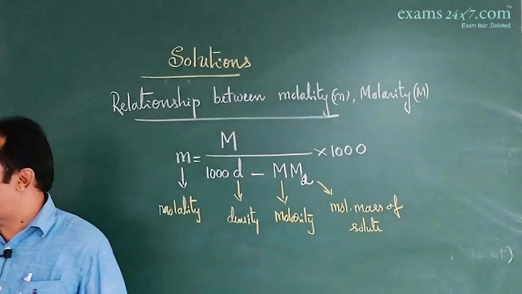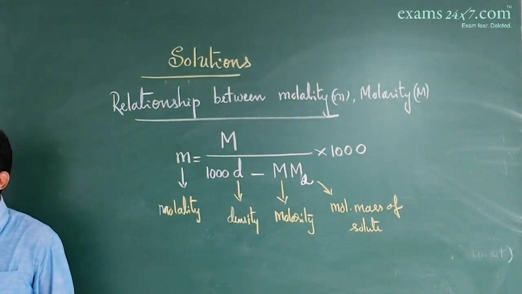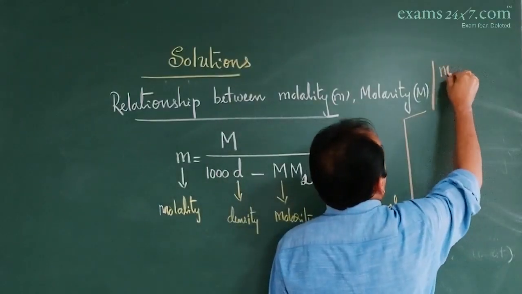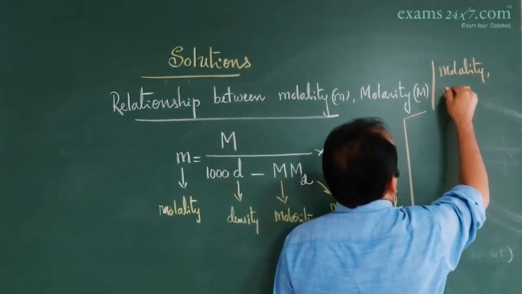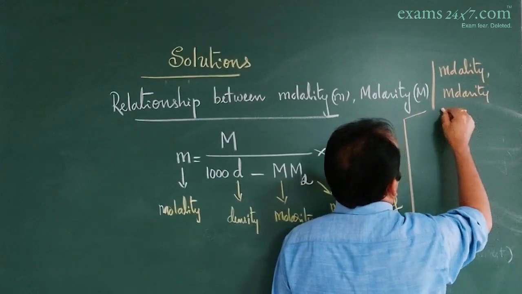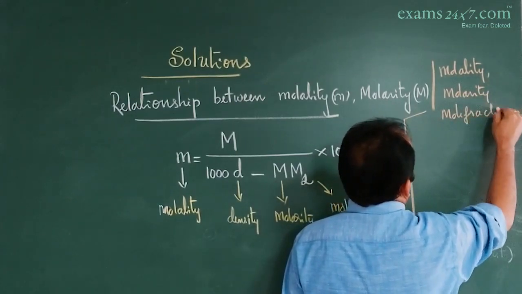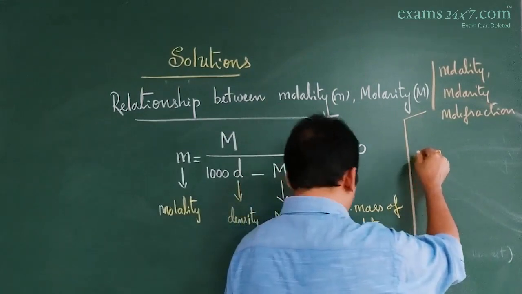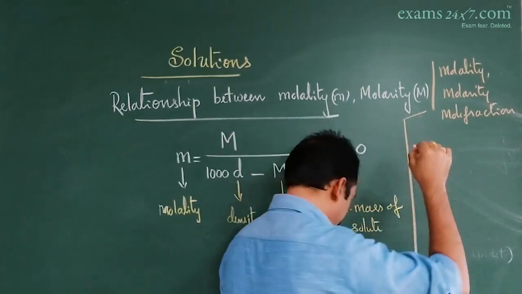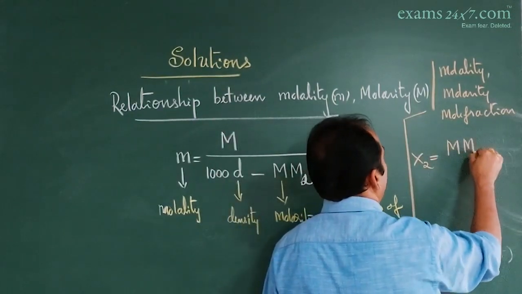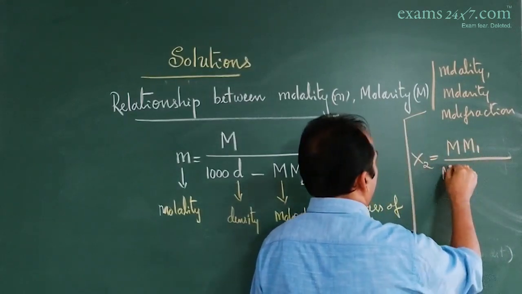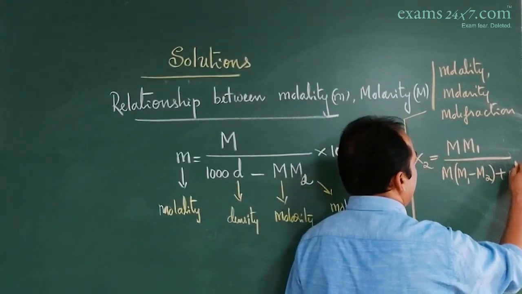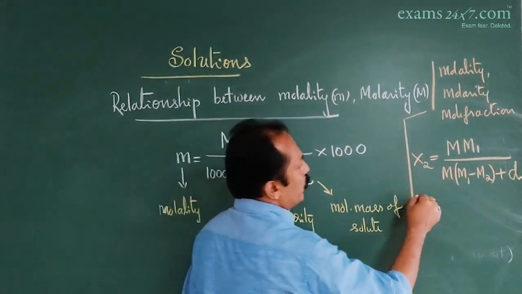Now, the next one is the relationship between mole fraction and molarity and molality. So, the relation between molarity of the solution and mole fraction: when you compare molarity with mole fraction, the mole fraction of the solute X2 is equal to M into M1 divided by M into (M1 minus M2) plus D.